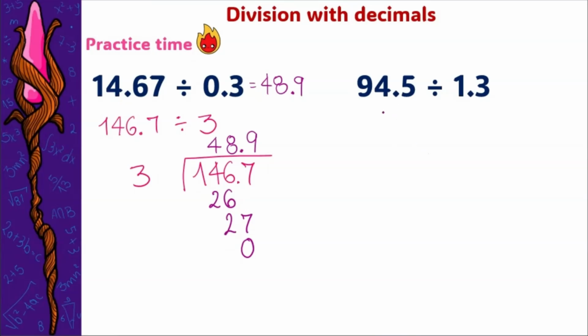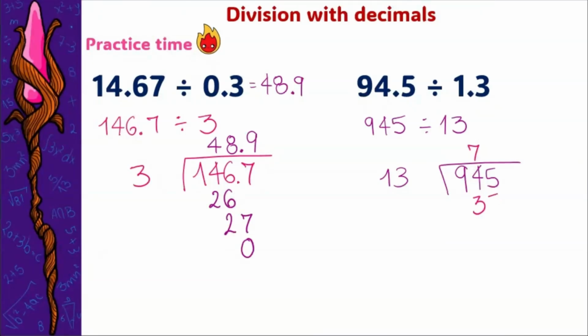Let's check this one. Again, we're just going to multiply by 10. 945 divided by 13. This one is a little harder. That is 7. 7 times 13 is 70 plus 21 is 91. 91 to 94 is just 3. And we bring the 5 down. And it's just twice. 2 times 13 is 26. That is going to be 9 to the 35. And the answer is 72 with a remainder of 0.9.